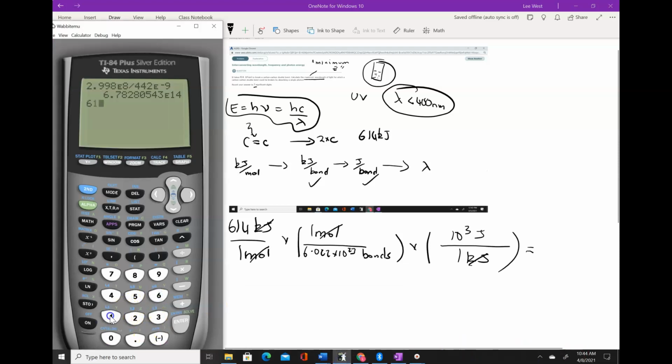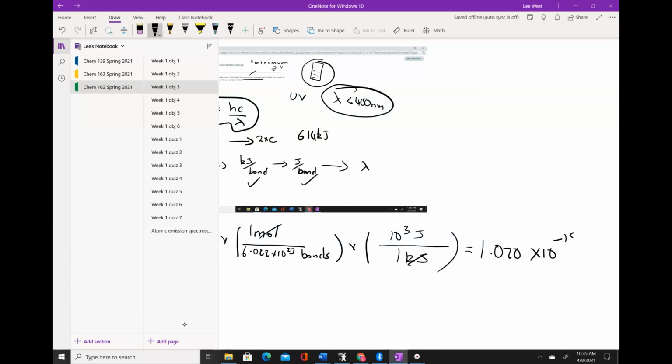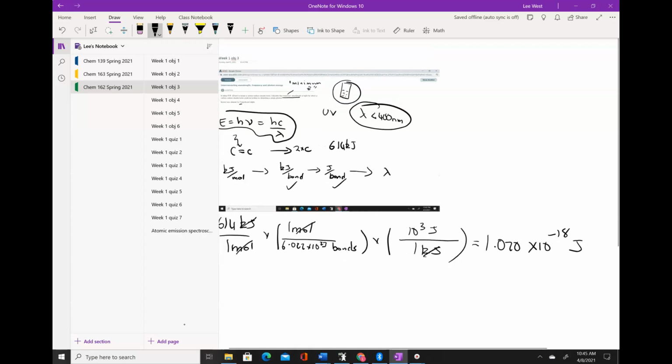So 614 times 1 on 6.022, second function E23, times 1 by 10 to the 3. All right, so this is good, and we want this to 3 sig figs, but I'm just going to write it down to 4 sig figs to begin with, so that would be 1.020 times 10 to the minus 18 joules. So that's the energy of the photon.